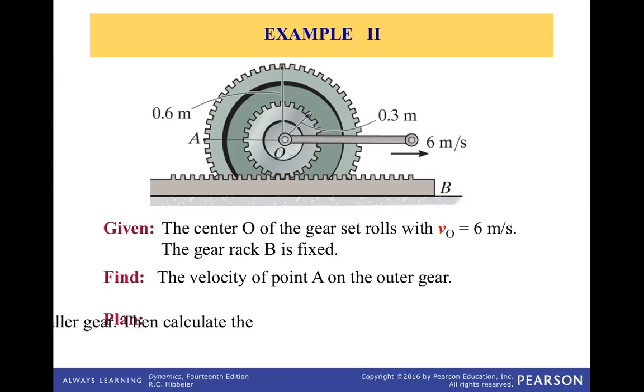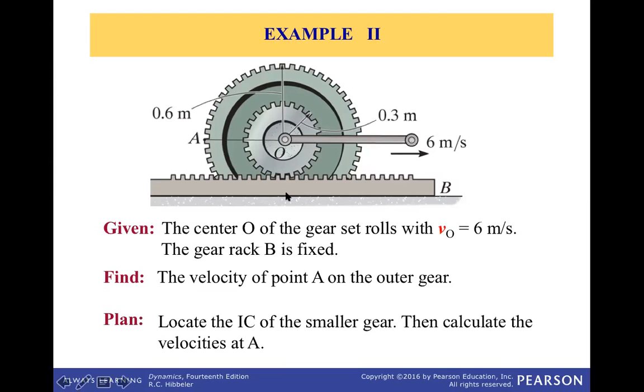In this case, we can locate the IC easily by looking at the contact point of the smaller gear with the gear rack over here, because at the point of contact, the gear is against this fixed rack. If you look at any point on the gear rack B, it should be fixed, not moving. So the contact point shouldn't be moving either, at that instant. So this point would be your IC center for the gear set, including the small one and the larger one. You can take that as your IC.